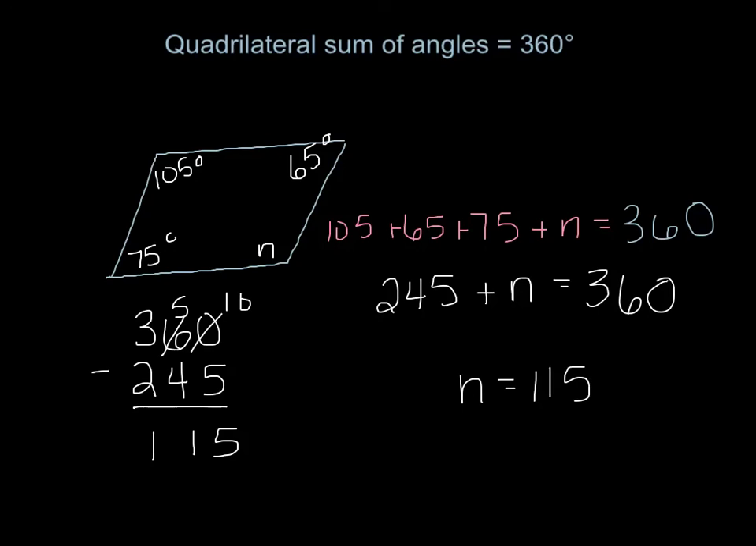And we will go ahead and check that by substituting in 115 for n. So if we checked this on a calculator and added up 105 plus 65 plus 75 plus 115, we will get 360 as our answer, meaning that we were right when we did our equation.